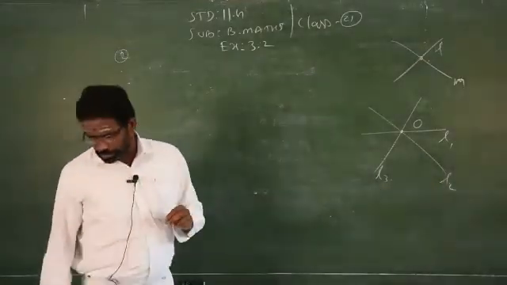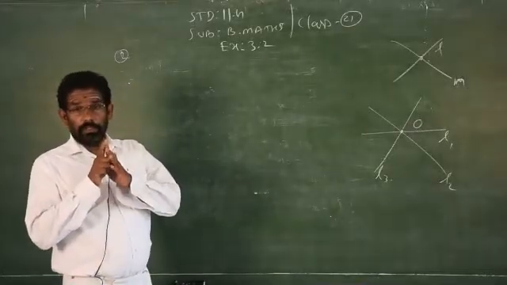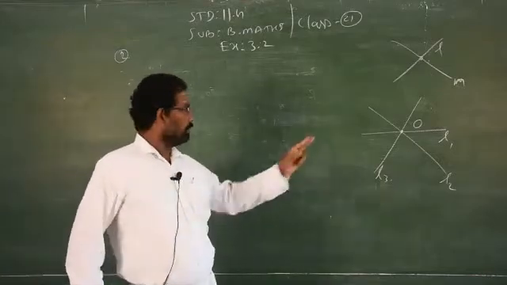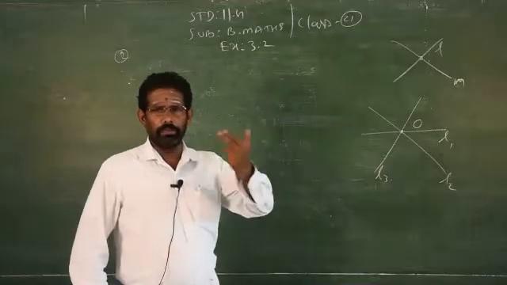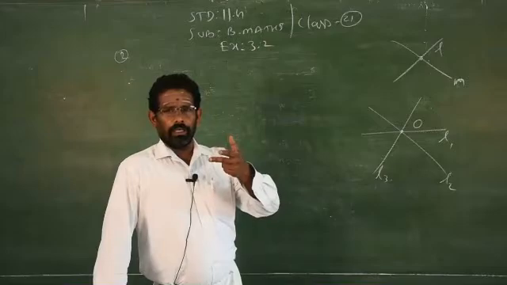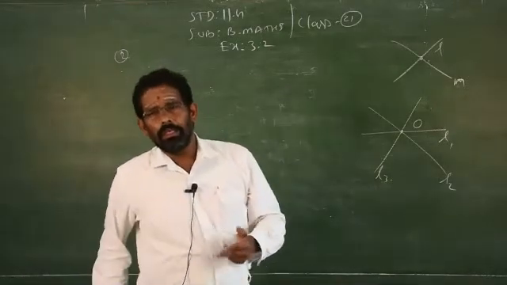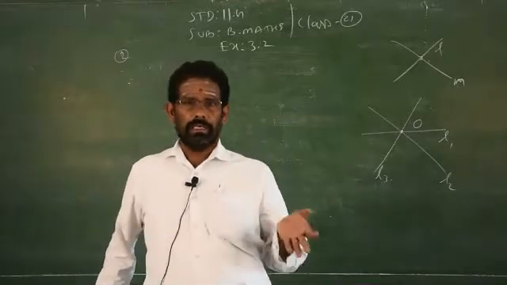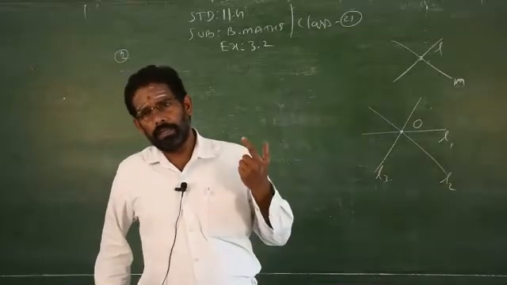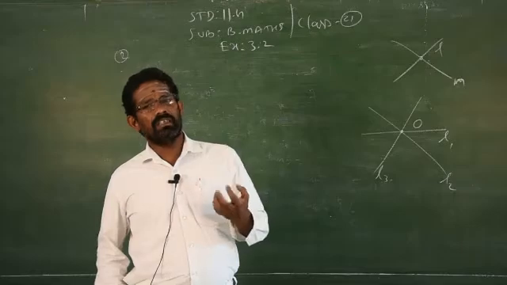More than two lines passing through the same point, that is a common point, are called concurrent lines. For the condition of concurrent lines, according to mathematics, you can use two methods. Solve any two equations out of these three straight lines, using any one of the methods you studied in 10th standard: substitution method, elimination method or cross multiplication method. Apply any one of those and find out what x and y are.